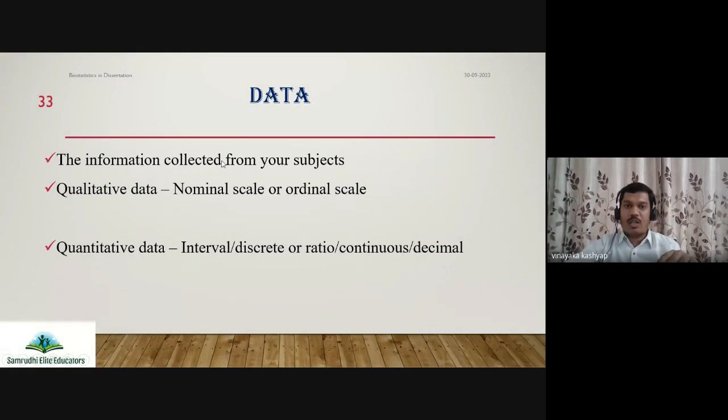One is it can be in the form of a name, then it has to be in a particular order, or it can be a single value. For example, weight and height can have a decimal point, right? Or it can be discrete data.